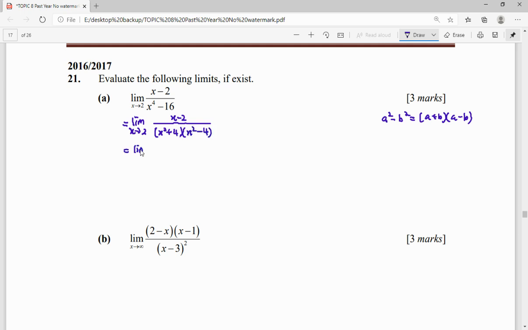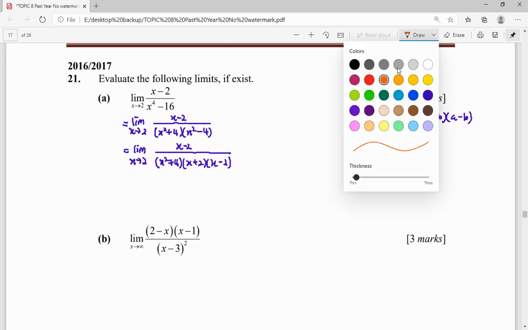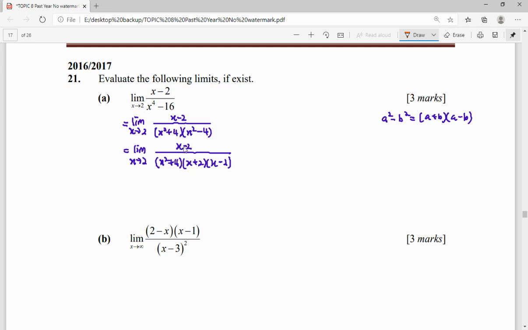And we notice that we can factorize it one more time, for this x squared minus 4. This factor is also in the form of a squared minus b squared. Now my a squared is x squared, so a will be equal to x. b squared is 4, so b will be equal to 2. So it will become (x plus 2)(x minus 2), to factorize this x squared minus 4. Now we notice that our function can be simplified, where the factor of x minus 2 can be eliminated.